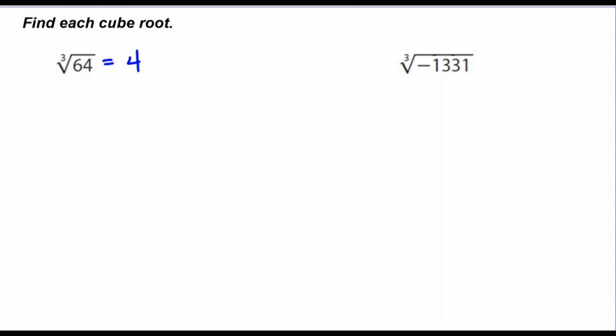And then the next one, the cube root of negative 1,331. This can happen. I know it's going to be a negative number, though, because a negative number to the third power is still going to be a negative number. And this is actually negative 11, because negative 11 to the third power equals negative 1,331. Now, how would you know that without having all of your cubes memorized?